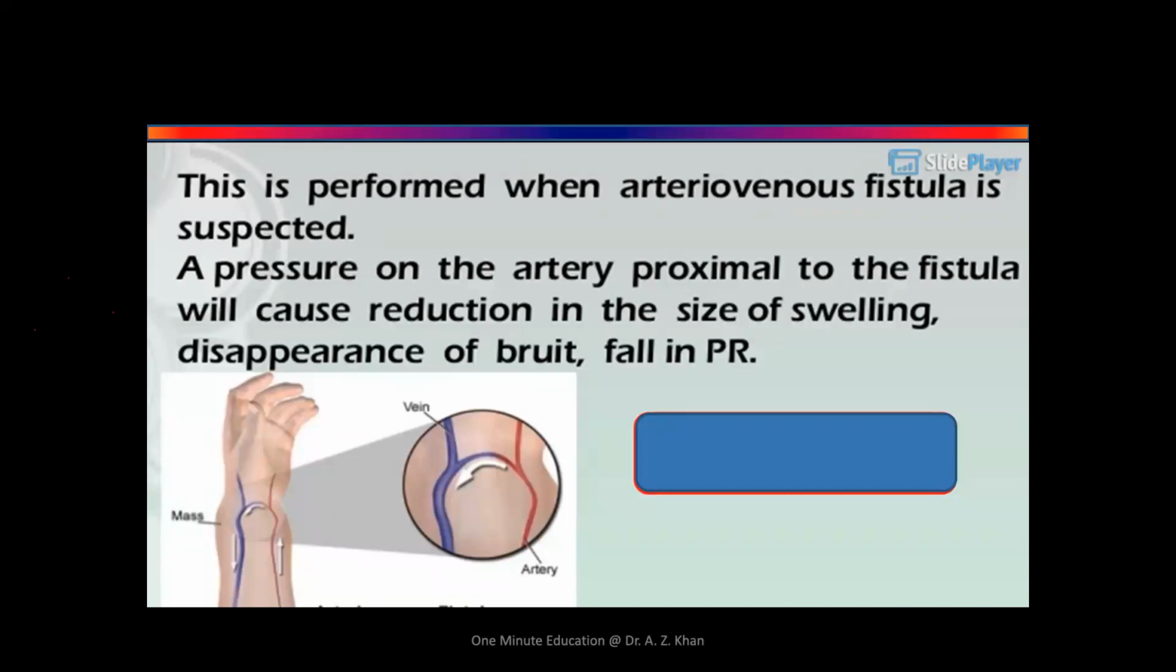The three important things are reduction in the size of the swelling, disappearance of bruit, and fall in pulse rate. What is this test called? What is the eponym of this test? That blue mark, which I have covered up, is the name of the test.